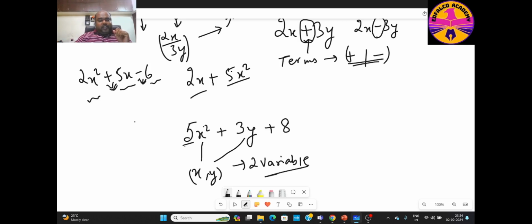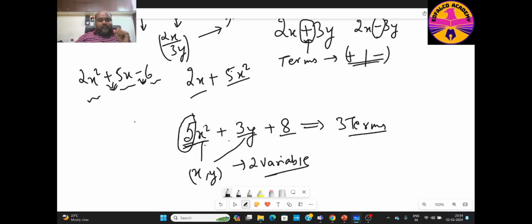Now another important thing is about the terms. As we just talked about the terms, there are three terms because they are separated by a positive sign. So there are three terms. That's another important thing that we need to understand. And then another important thing is that there is a constant getting multiplied by the variables.